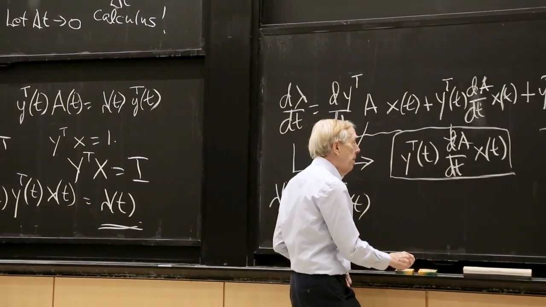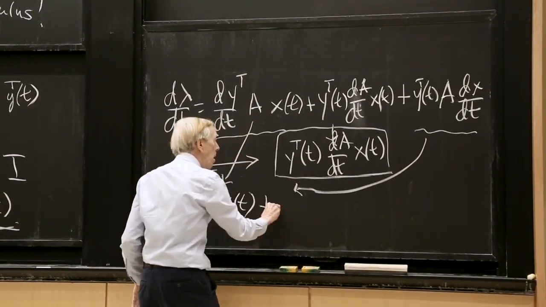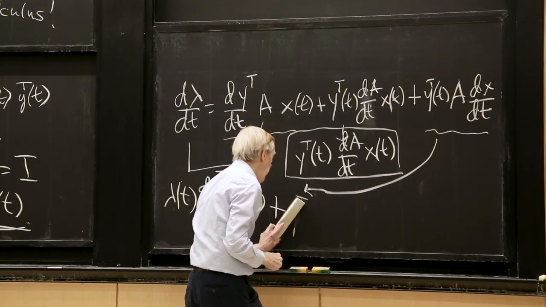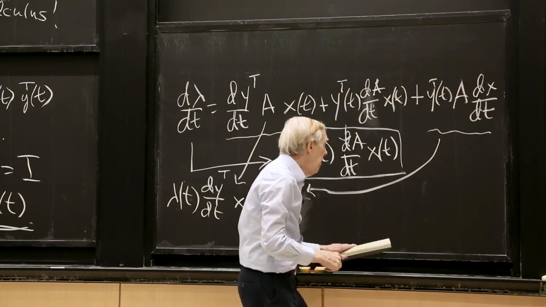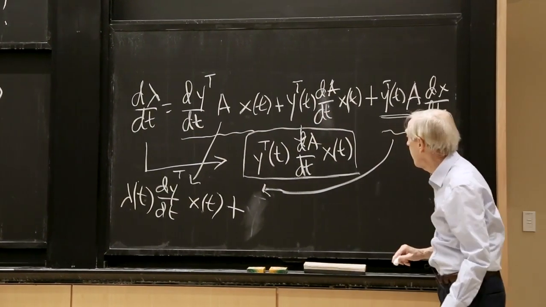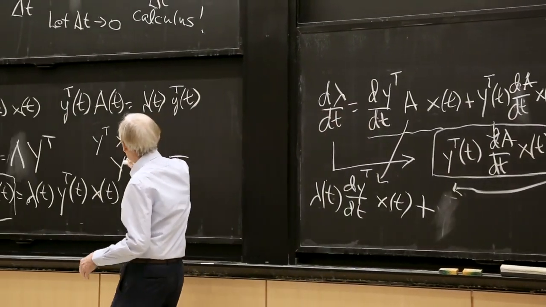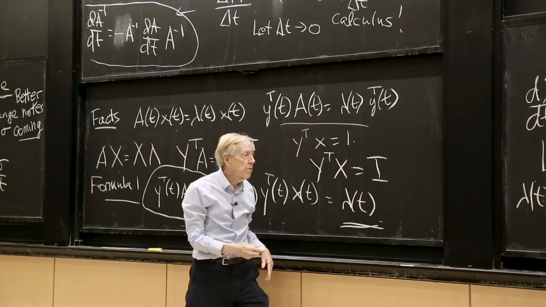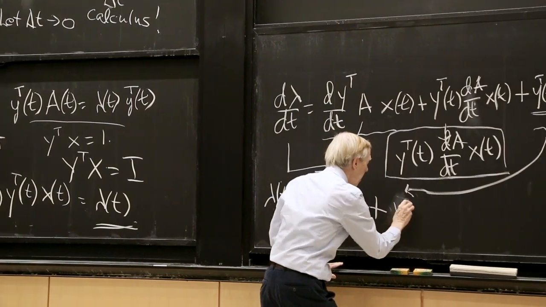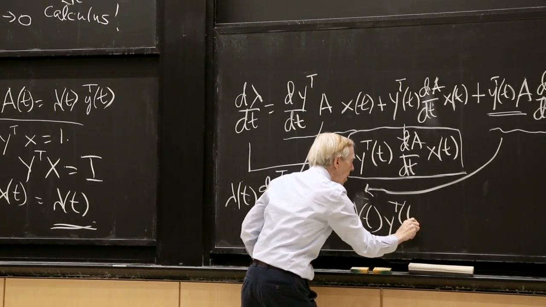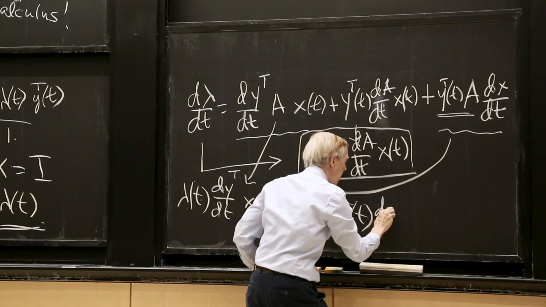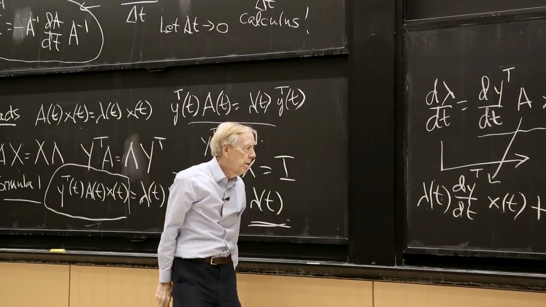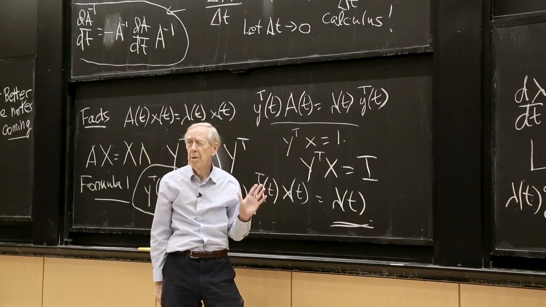And what about this other term? So I have y transpose A. What's that? That's the combination that I know. Y is that left eigenvector. Y transpose A brings out a lambda. So this also brings out a lambda times y transpose times dx dt. I just used AX equals lambda x there.